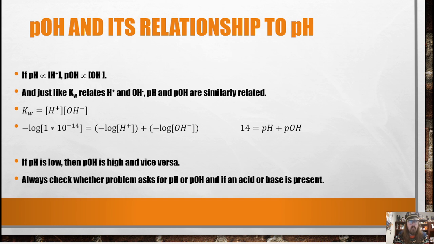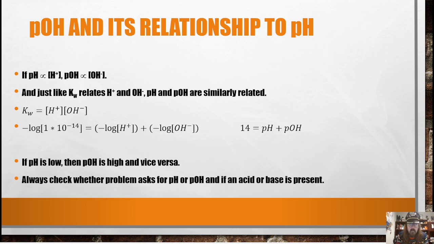That we have that relationship Kw equals [H+] times [OH-]. If we take the negative log of both sides, we get that 14 equals pH plus pOH. So if we know the pH, we know the pOH. They must always add up to 14 at 25 degrees.